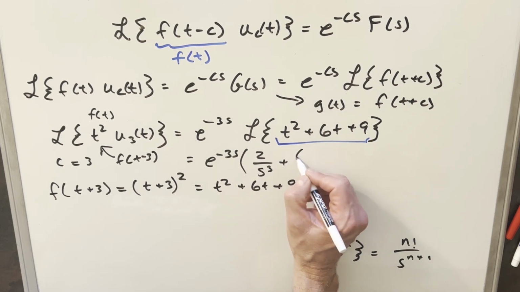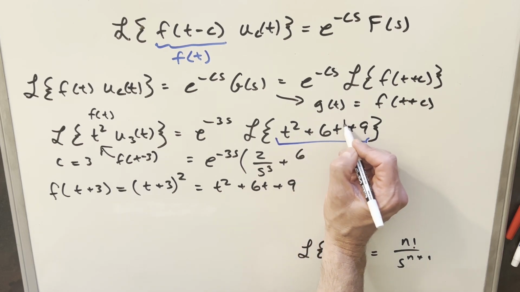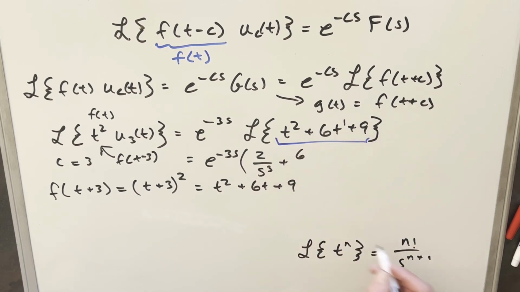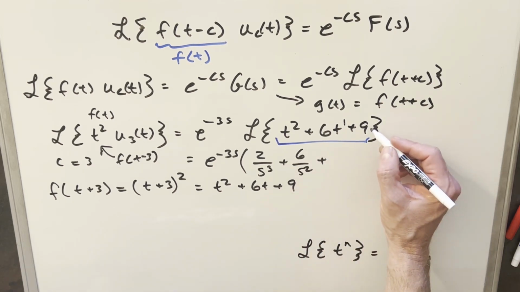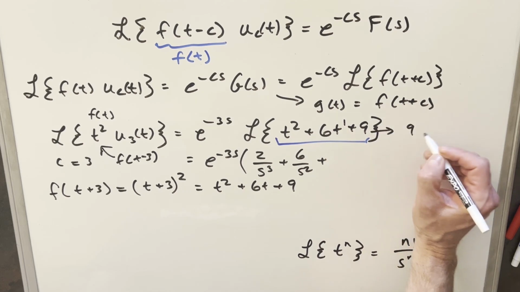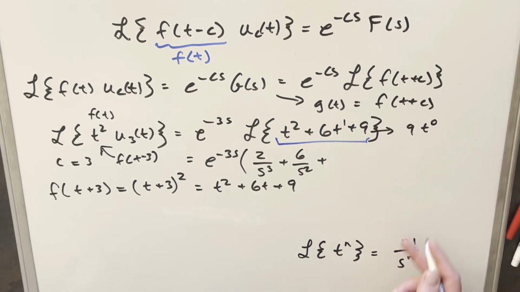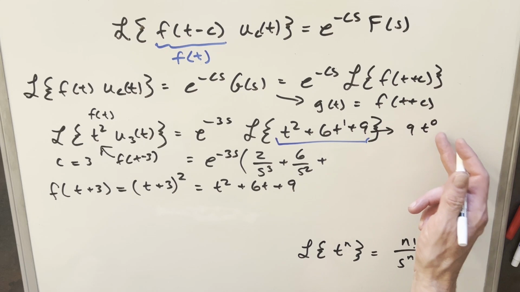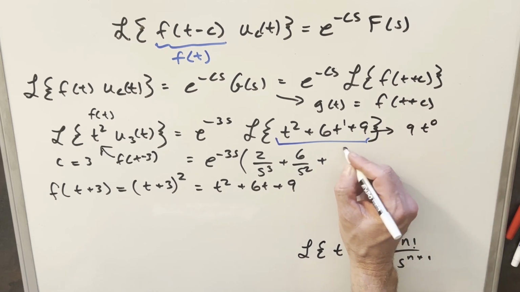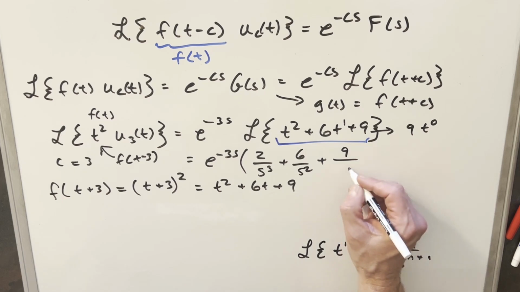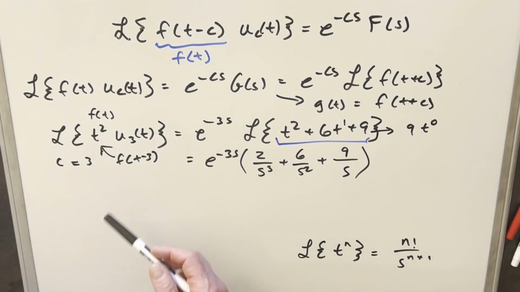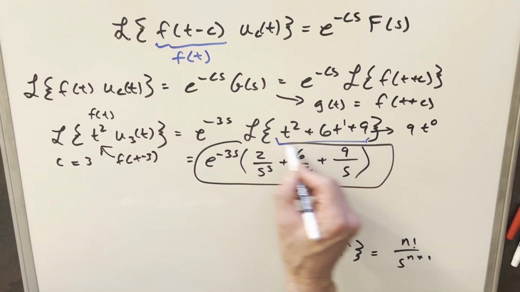Then for the next one, we'll have our 6. We can look at this as t to the 1, our n value of 1, so 1 factorial is just 1, and 1 plus 1 gives us s squared for this term. Then for 9, we can look at it as 9 times t to the 0, so our n value is 0. 0 factorial is 1, so we just have 9, and if we plug a 0 in here, we get s to the 1, or just s. And so our solution for this Laplace transform is just this thing right here. And that's all there is to it.